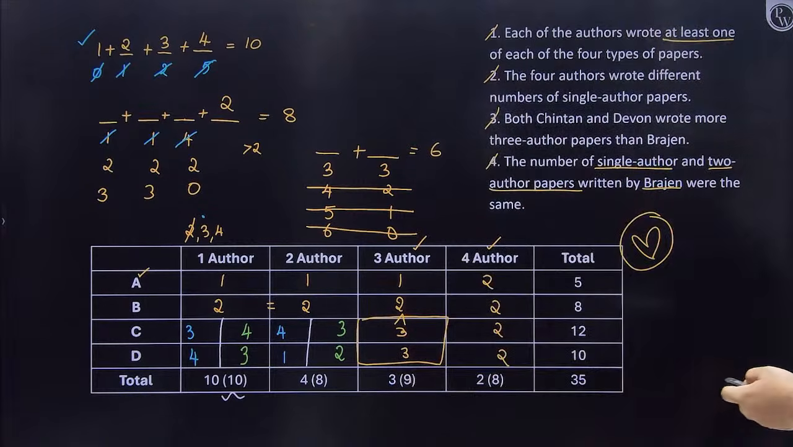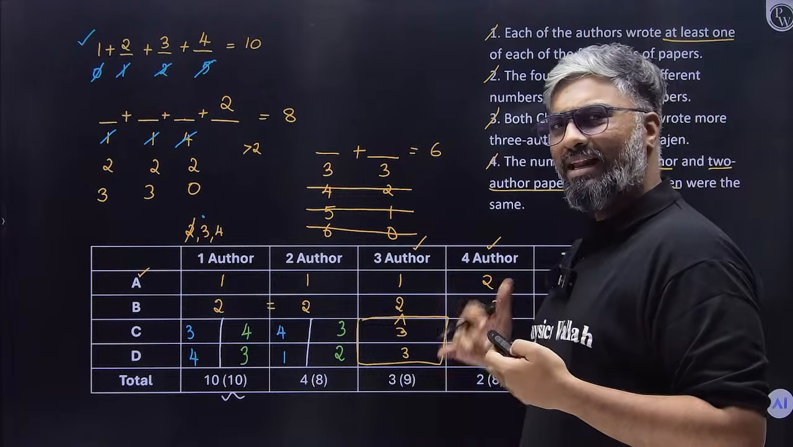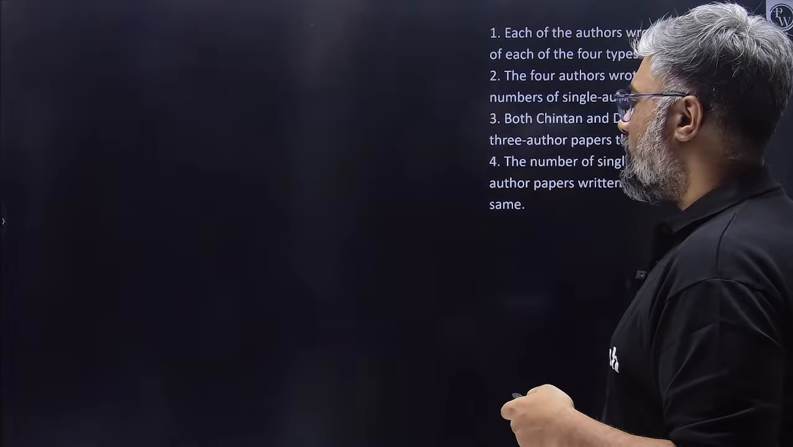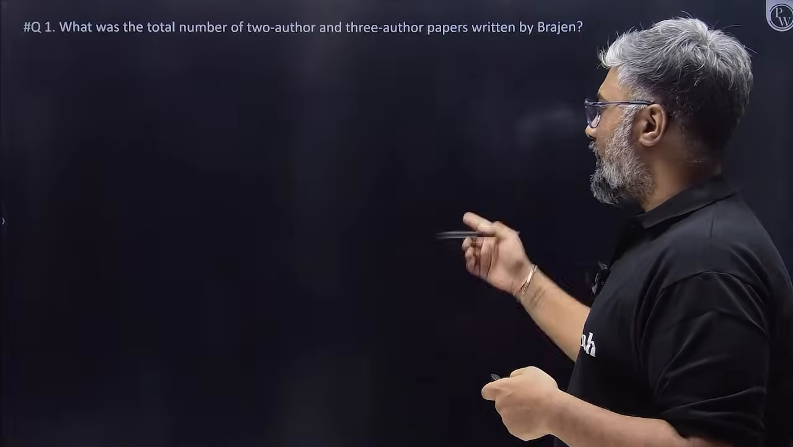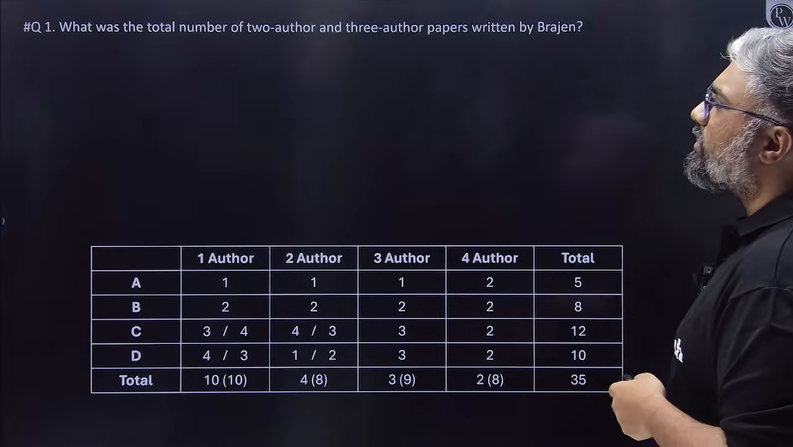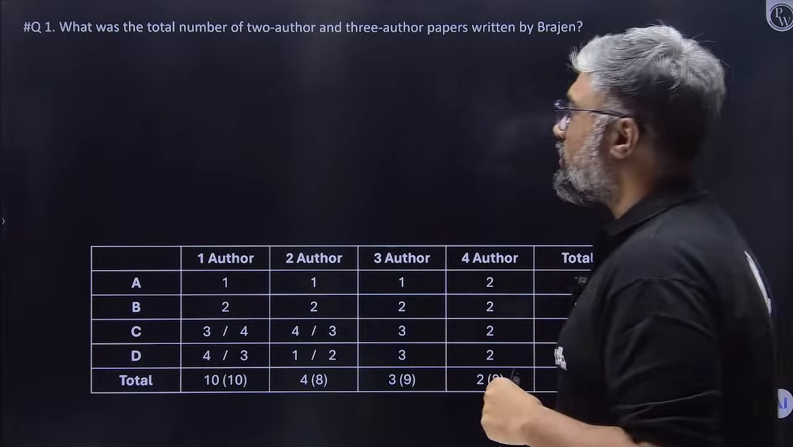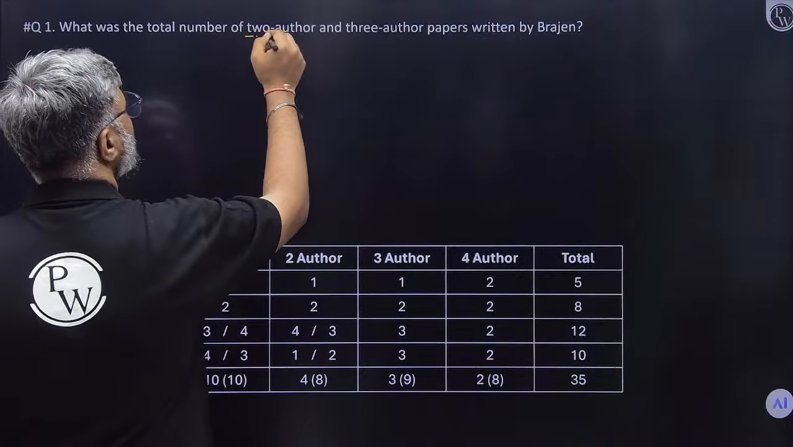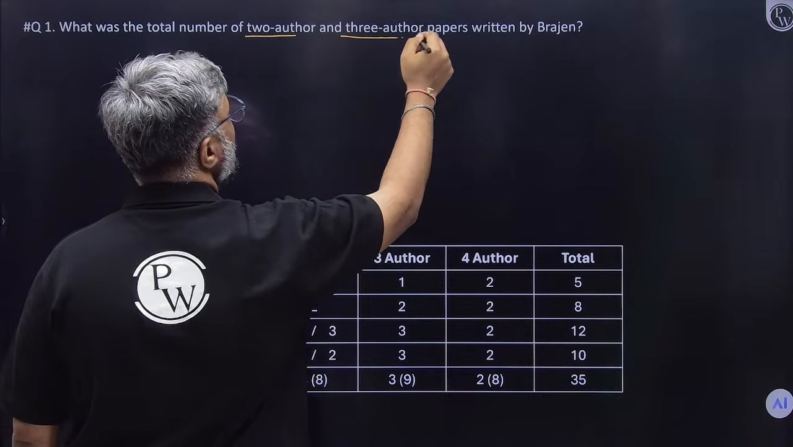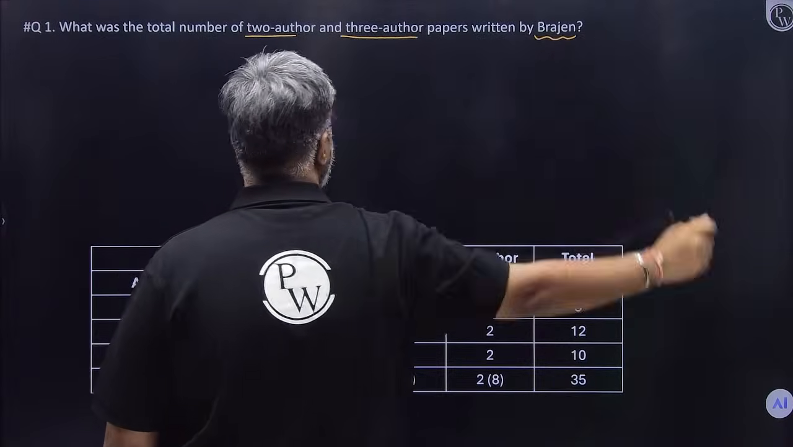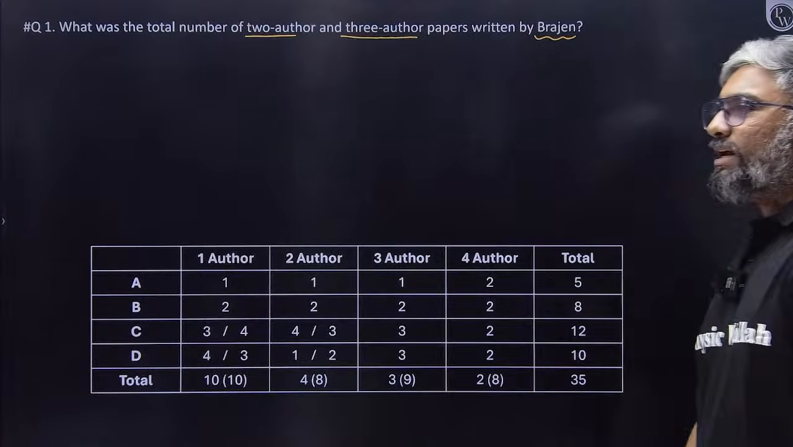Yes? Perfect. Shall we go ahead with the questions then? Let's finish off the questions. Let's go. So we have two cases. Let's go with the questions. What was the total number of 2 author and 3 author papers written by Brahan? Tell me, guys.